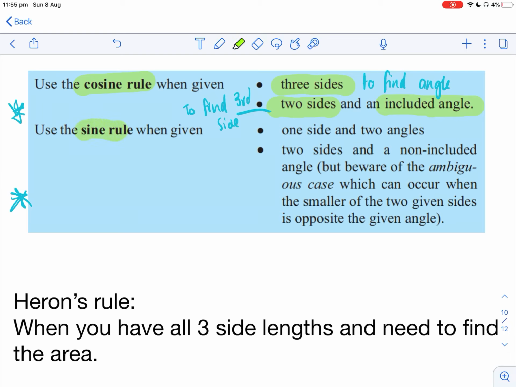Then you use the sine rule when you have one side and two angles and you're trying to find the second side, or when you have two sides and a non-included angle, so that would be to find a second angle in that triangle. And then you use Heron's rule when you have all three side lengths and need to find the area.